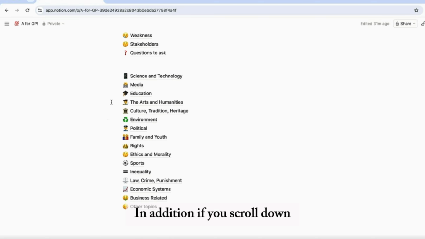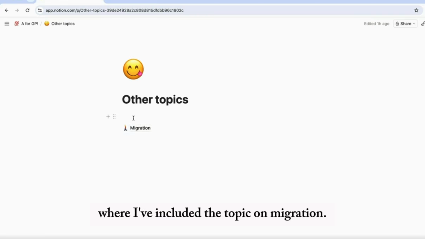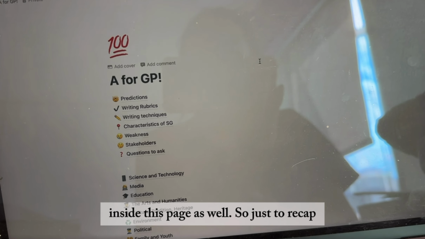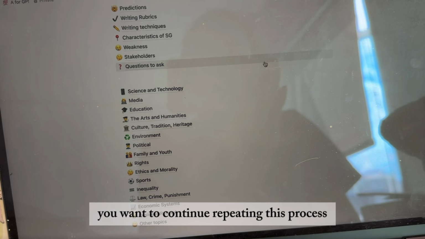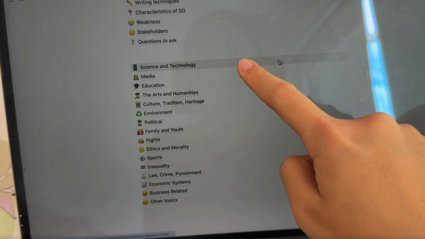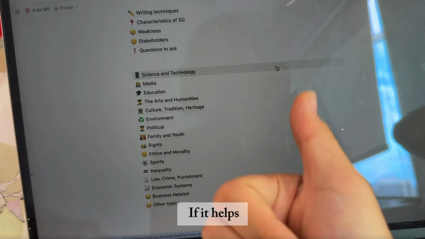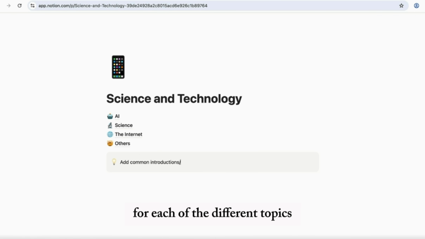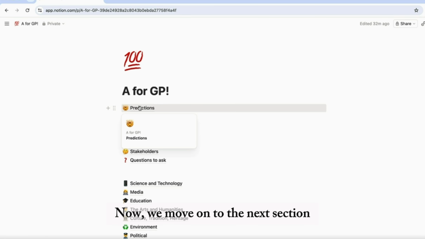In addition, if you scroll down, there is also an other topics page where I've included the topic on migration. You can continue adding other topics inside this page as well. So just to recap, you want to continue repeating this process for all the different topics: content, news, and essay. If it helps, you can also include common intro and conclusion paragraphs that you like for each of the different topics. Now we move on to the next section.